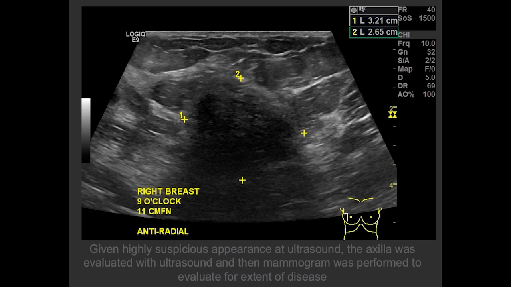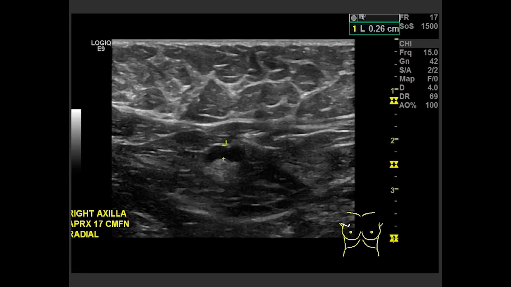So given the suspicious findings, we took a look at the patient's axilla to make sure there were no abnormal lymph nodes in addition to this finding. And we see here one of several normal lymph nodes with thin, uniform, hypoechoic cortex and an intact fatty hilum. The cortex here you can see measures less than 3 millimeters in maximum thickness.